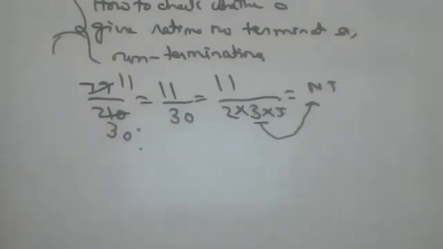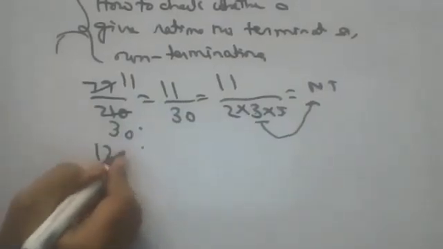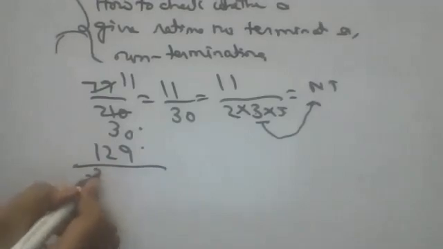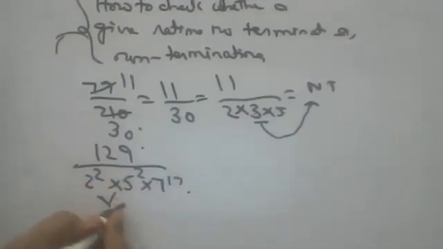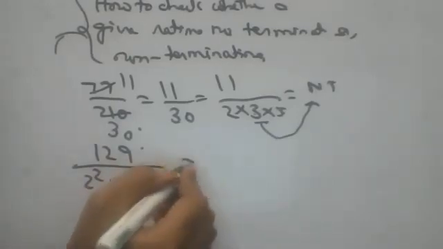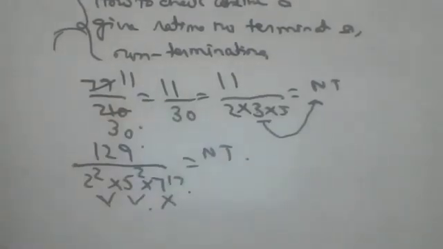Okay, next one, children. 129 by 2 square into 5 square into 7 to the power of 17. 2 is there, very good. 5 is there, very good, but 7 should not be there. So non-terminating.